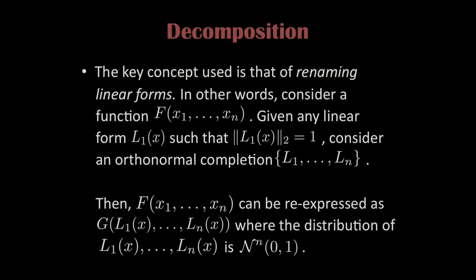Then f of x1 to xn can be re-expressed as g of L1 to Ln, with certain properties, like if f was a quadratic polynomial, g will continue to be a quadratic polynomial. So given any linear form, you can rewrite f in a basis where you make L1 one of the variables. And so it makes sense to restrict on all possible values of L1. So this is the key observation we are using.